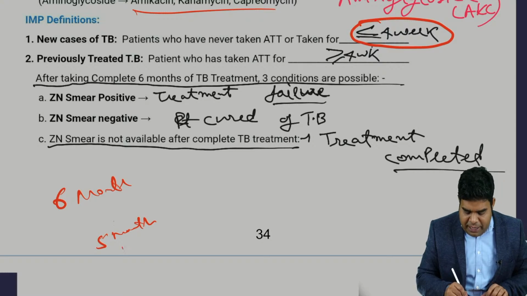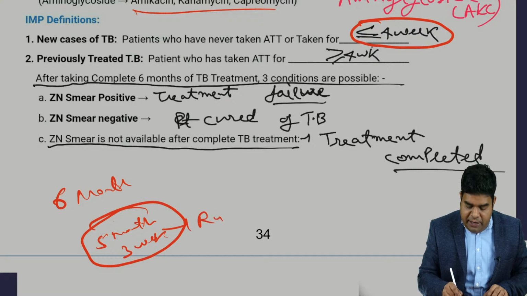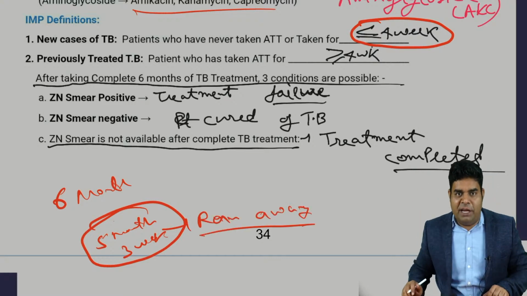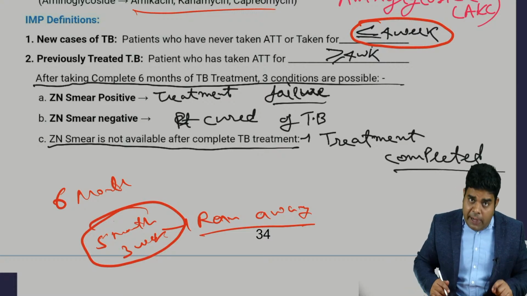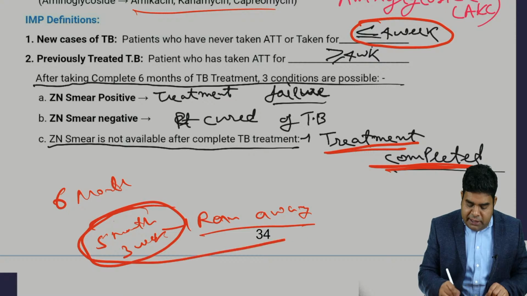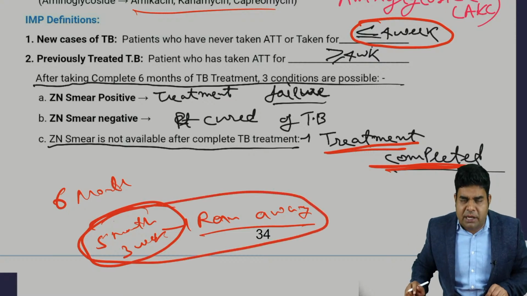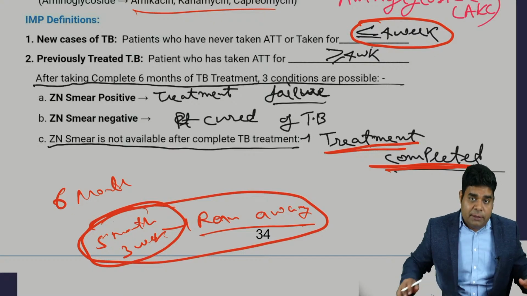Or let's say 5 months 3 weeks of treatment I have taken, and at this time if I ran away and I came to you saying I am going to my wife, then where will you classify me? In which category? You will classify me under treatment completed, because I have almost completed the treatment. Last week's medicine you will give to me and you will say treatment completed, but I don't know whether I am positive or negative.